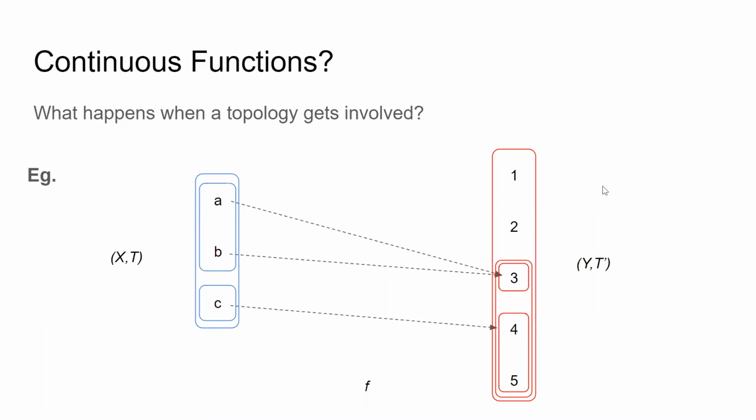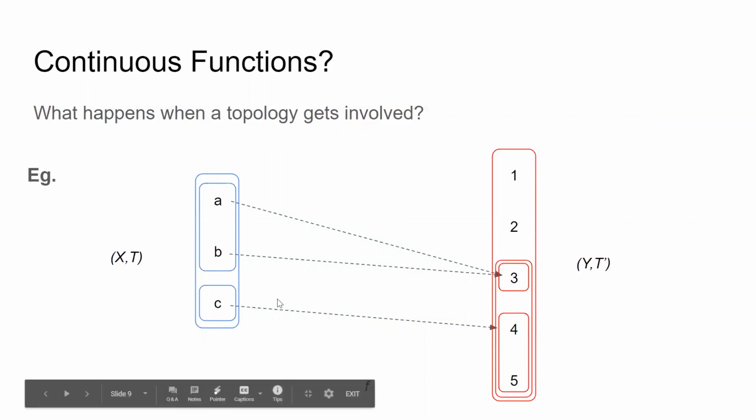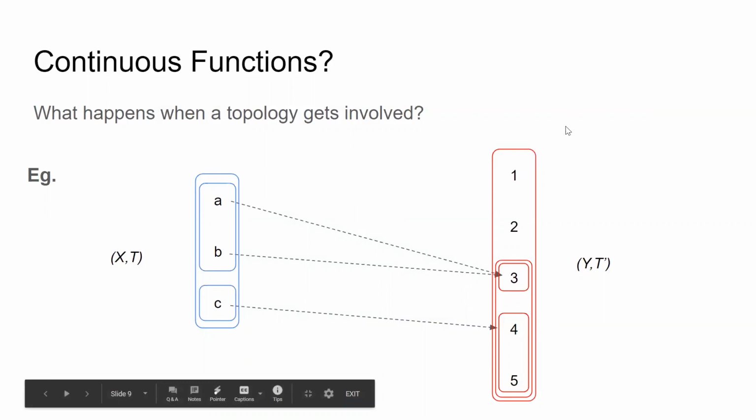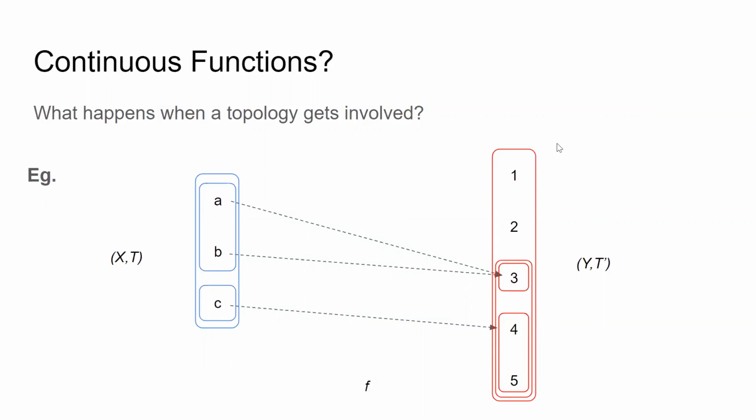Okay, so enough about functions on their own. What happens when a topology gets involved? Well, there's really only one rule when it comes to continuity of a function. And it's basically just that you can't tear open sets in half. So here I have a topology on the left on X. Its open sets are the sets A, B, and C. And the open sets on the right are 3 and 4, 5, and the union as well. An example of a function tearing an open set in half can be found by just changing where A goes.